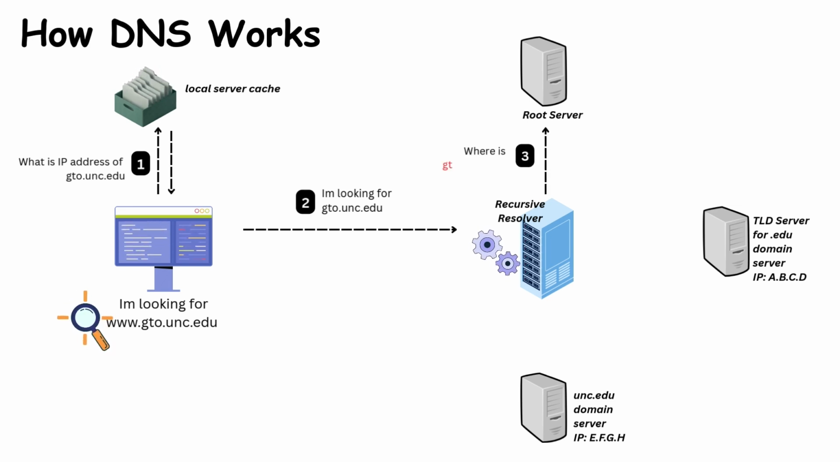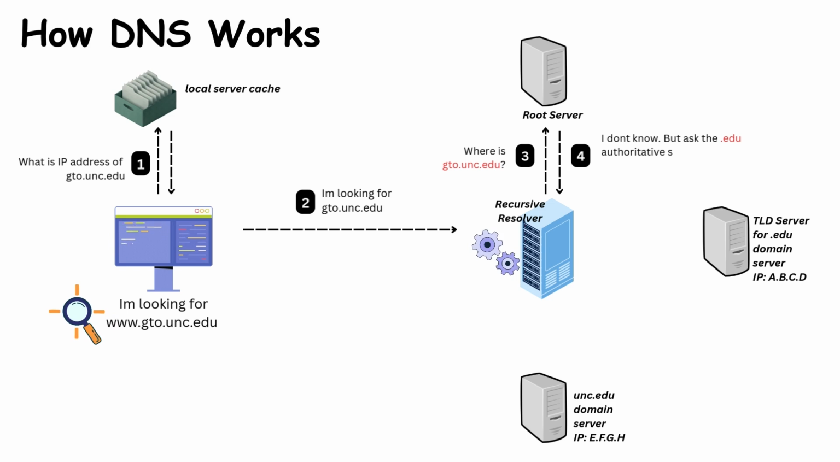The root server does not know the exact IP address of www.gto.unc.edu, but it knows where to find .edu websites. In response, the root server says, "I don't know the IP, but ask the .edu TLD server," and provides the location of the .edu TLD server. The recursive resolver now contacts the TLD server responsible for .edu domains.